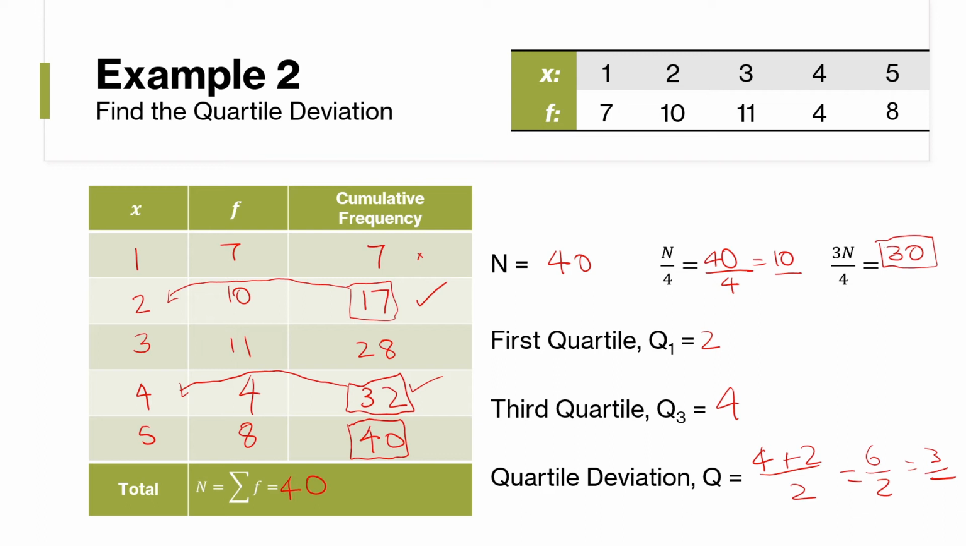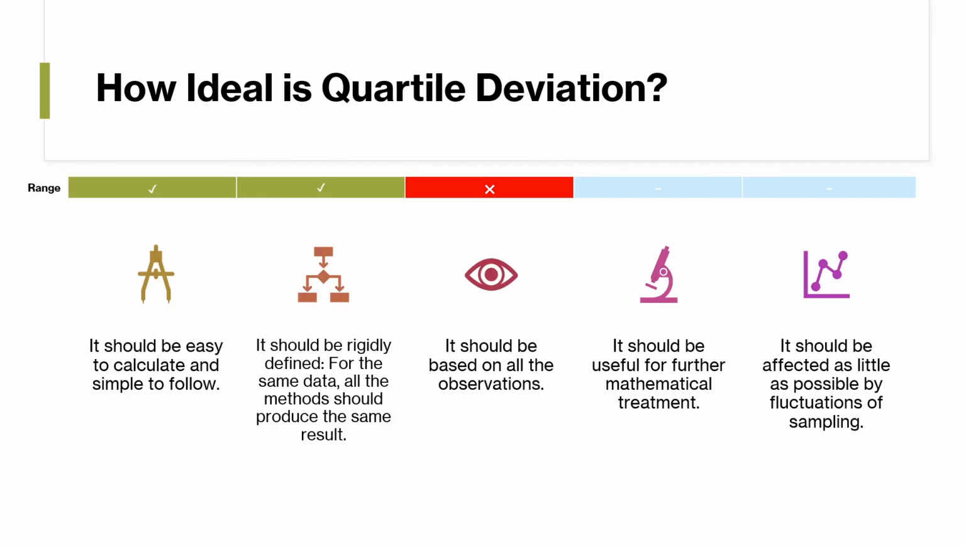It was fairly easy to calculate, right? In fact, if you look at how ideal quartile deviation is: in case of range, we gave range 2 out of 5 points. And the last 2 points we didn't consider, because it is ideal for further mathematical treatment and it doesn't get affected by fluctuation, but that's not actually a power. That's basically because it doesn't mind about any other values than the first and the last value.